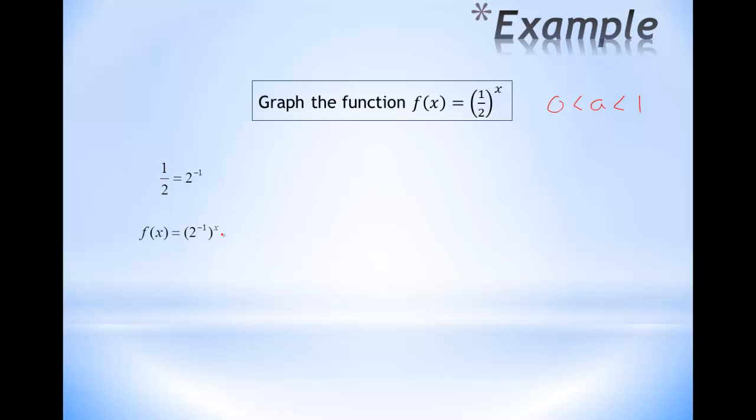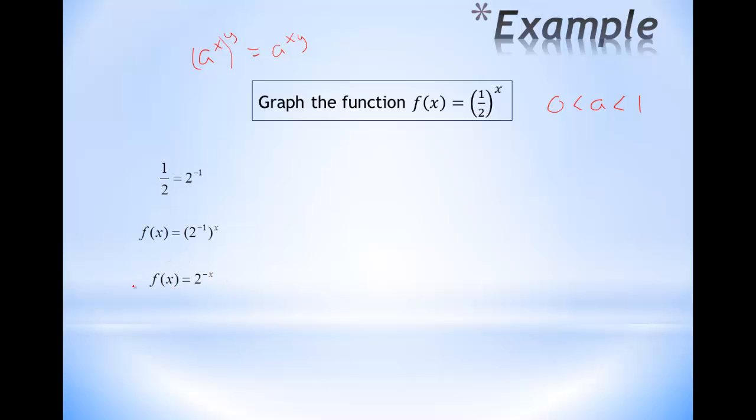And hopefully you remember the property with exponents, that if I have a to the x to the y, I just simply multiply. This is a to the xy. And I have that situation here: an exponent to an exponent. So I can just write that as 2 to the negative x.